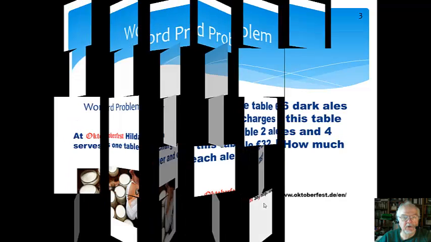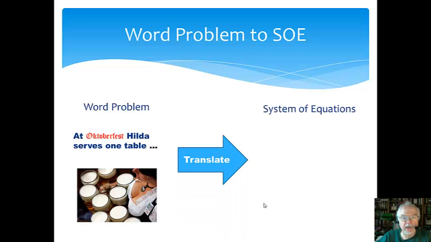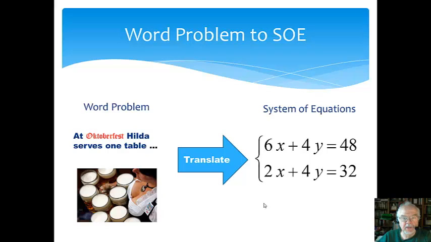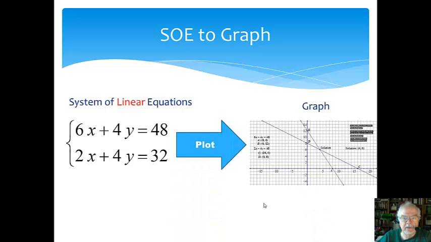In any case, we then took the word problem and we translated it into a system of equations. In this case, we ended up with two equations, 6x plus 4y equals 48, and 2x plus 4y equals 32. So we have two equations and we have two unknowns, x and y. So now what we're going to try and do in this video is take these linear equations and plot them. And we're going to use the plot to determine the solution.